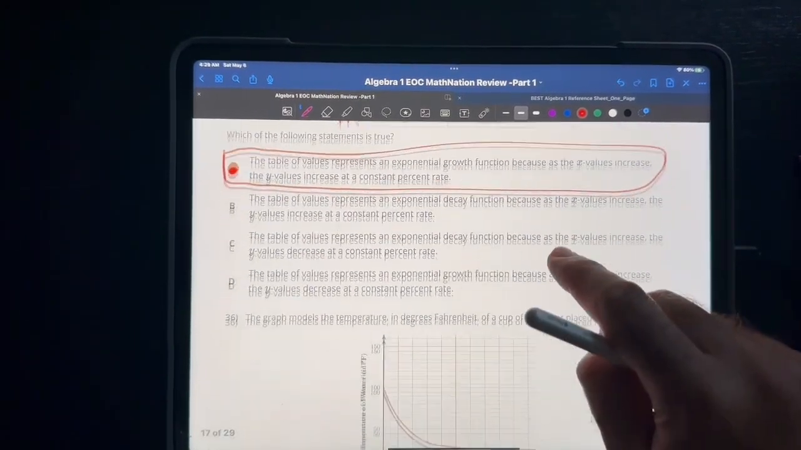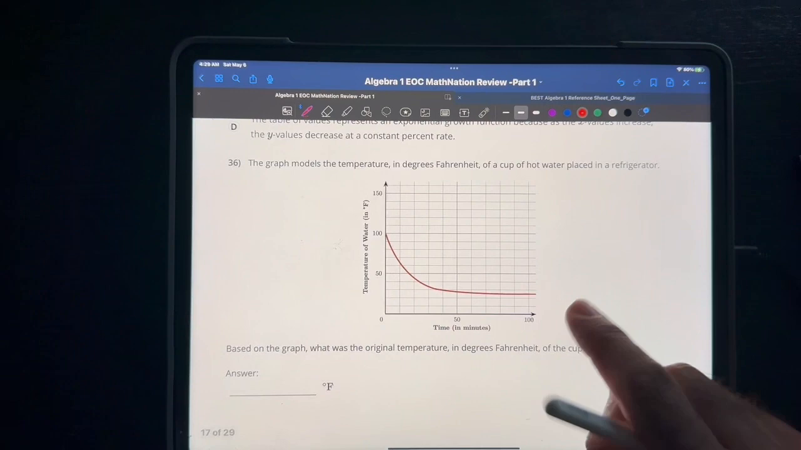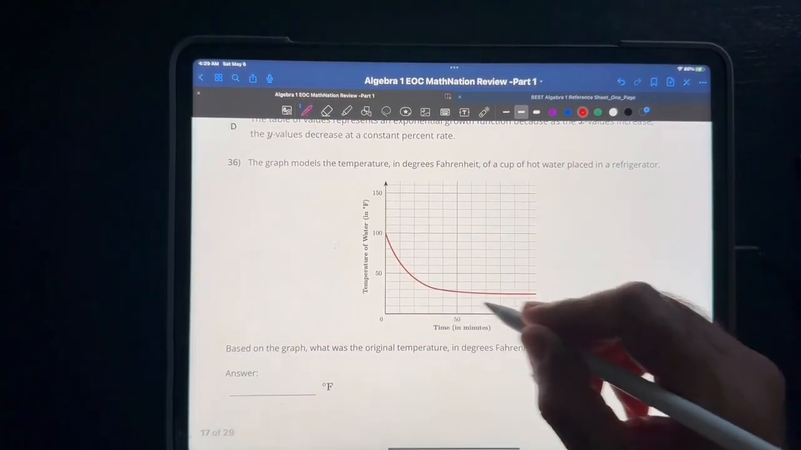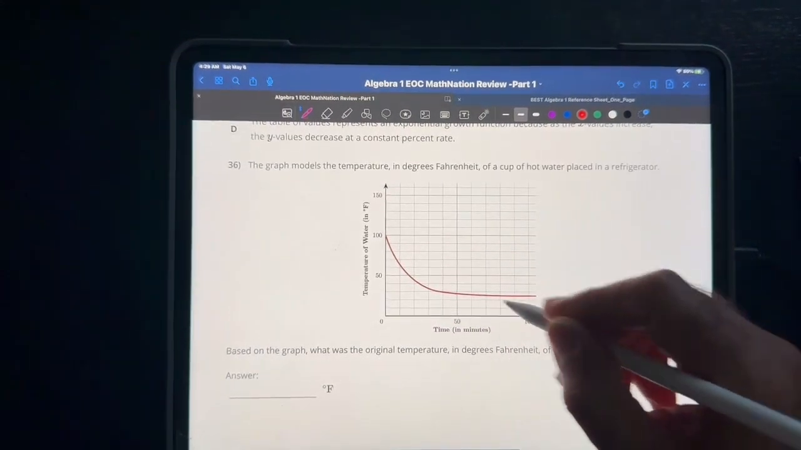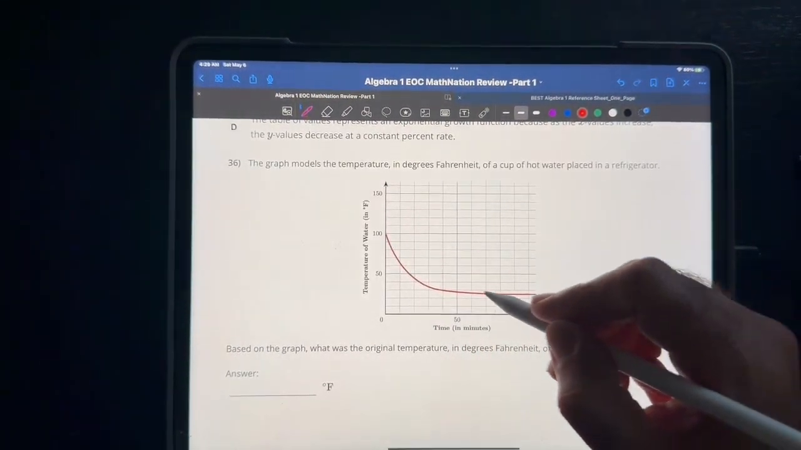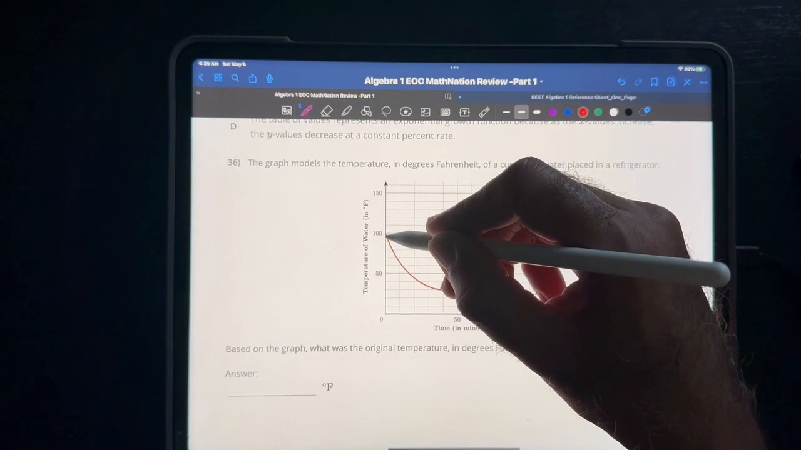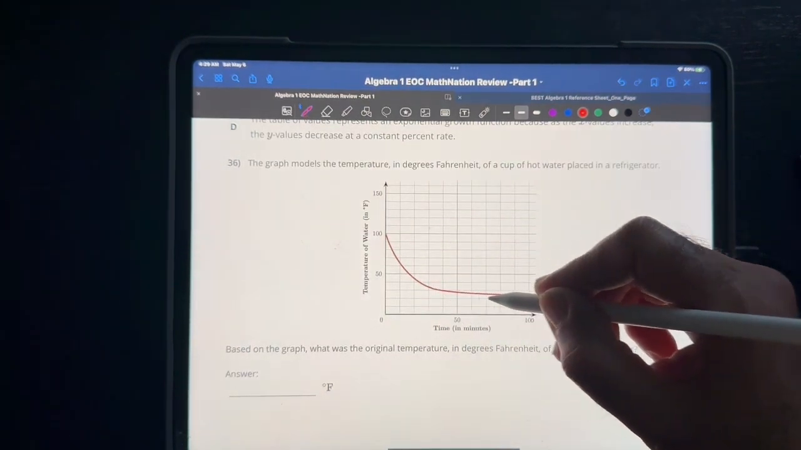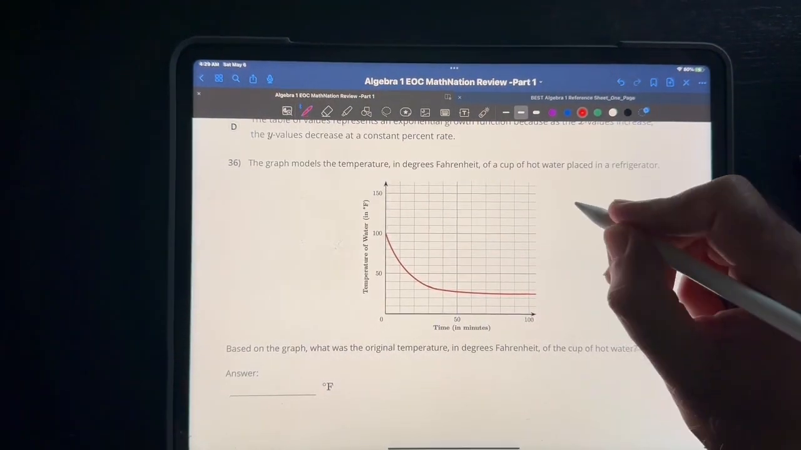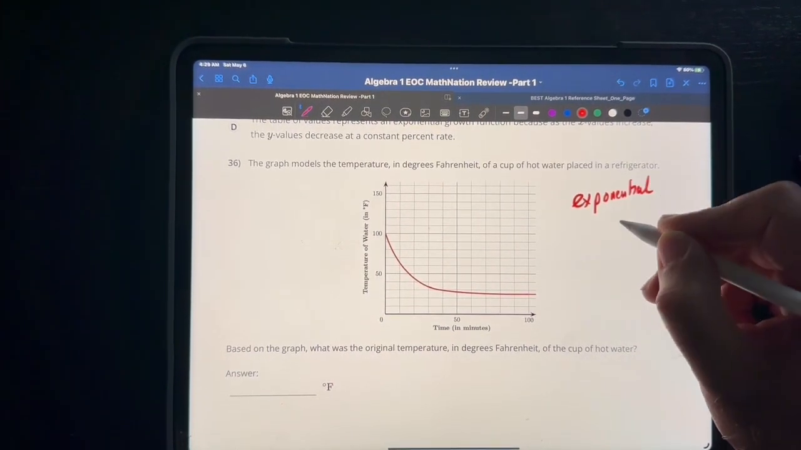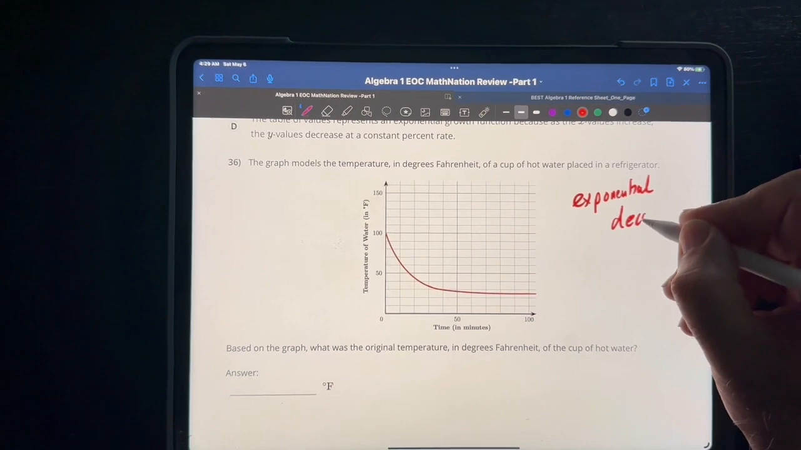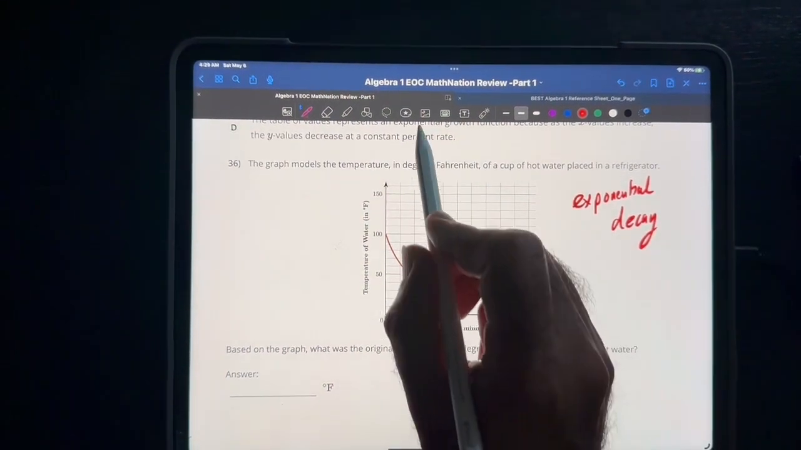All right, 36, more exponential growth. How do I know? Because this is what exponential growth and decay looks like. Actually, this is decay, because as x is increasing, y is decreasing. So this is actually exponential decay. These are good things to know, guys, even though they're not asking you that. What are they asking you?